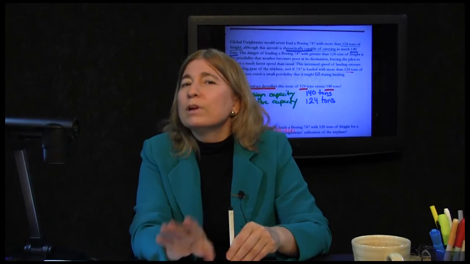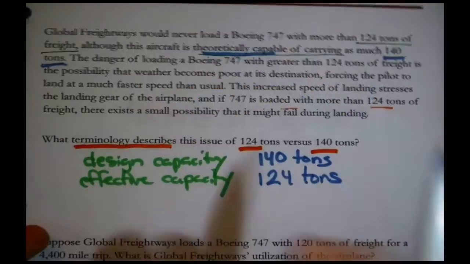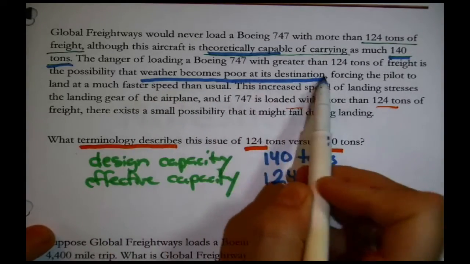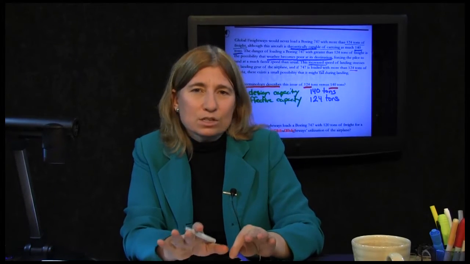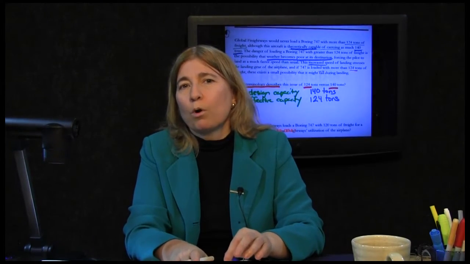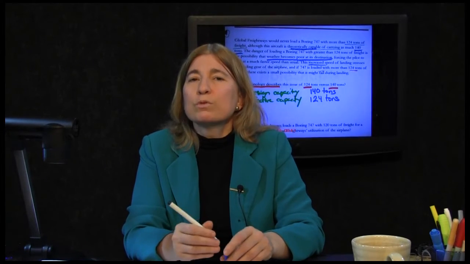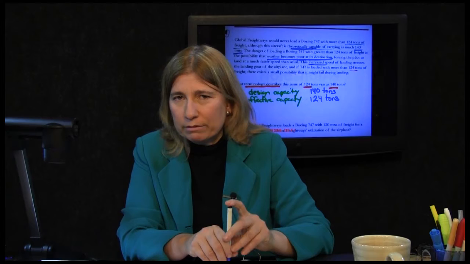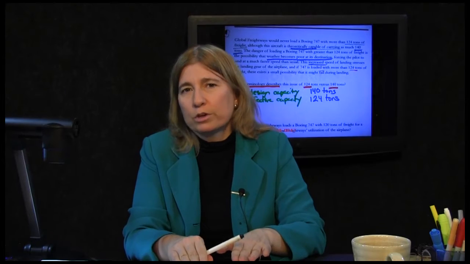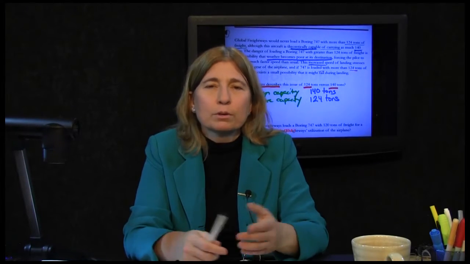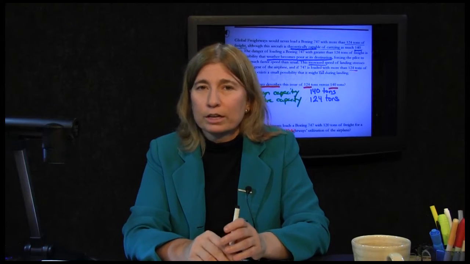The other reason that I know that the 124 is the effective capacity of a Boeing 747 is because of the additional language in that scenario where it's talking about what? It starts talking about poor weather at the destination, right? And increased landing speed. Oh, it's talking about reasons why you want to keep it at 124 and not press it to 140. These reasons are called determinants of effective capacity. And the fact that they were speaking to why you want to keep it down to 124 is also telling me that that's the effective capacity. Oh, all right. Well, I think we thoroughly answered that one.